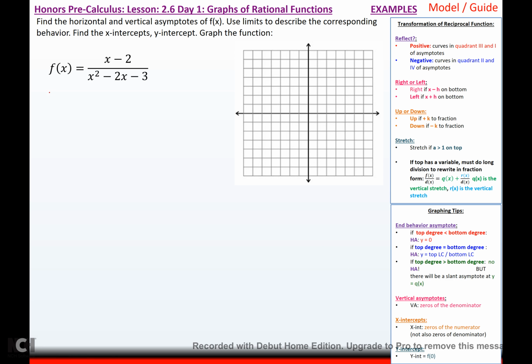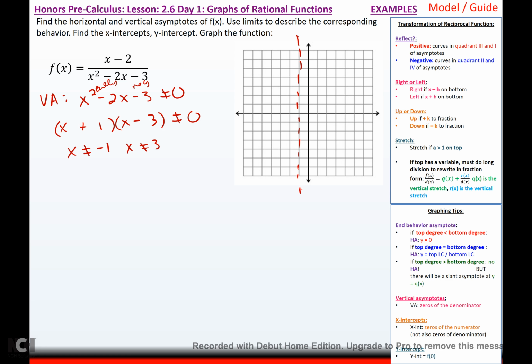Let's go again. So my vertical asymptotes are going to be when Mr. Denominator can never equal 0. I'm going to factor that. It should be an easy factor because A is 1. Factors of 3 that make 2 are 1 and 3. Since C is negative, only the bully gets the middle. So 3 is negative, 1 is positive. So x can never be negative 1 and x can never be 3. So at negative 1, I'm going to have a vertical asymptote. And at positive 3, I'm going to have a vertical asymptote.